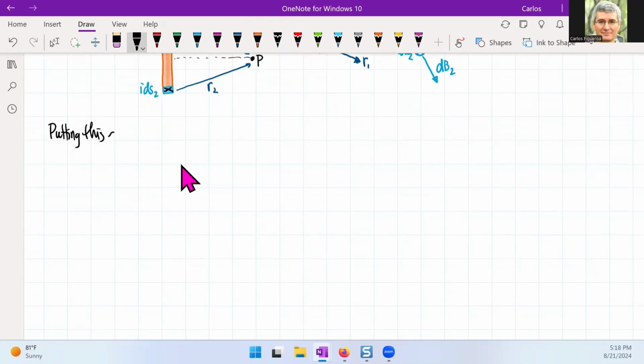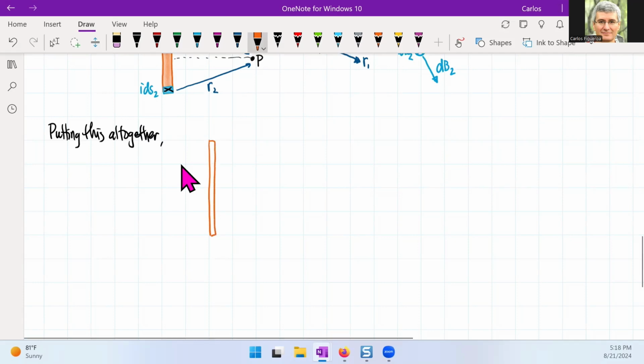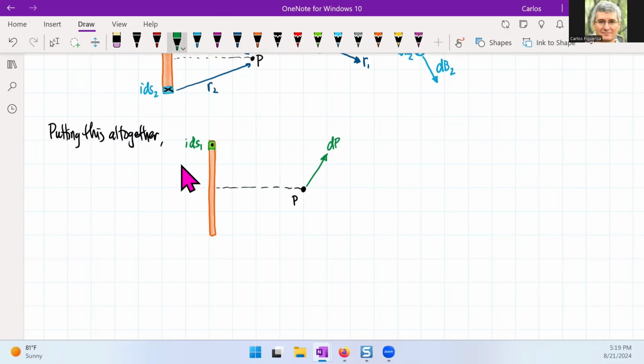Putting this all together, then I have this. I have my single loop right here. This is my middle of the line right here. And this is my point P right here. So this guy right here puts out a magnetic field at this point that then is going to look something like this. That's going to be dB1.